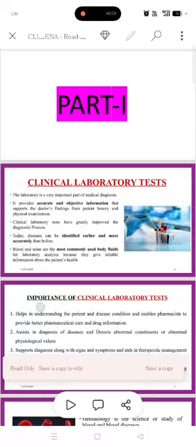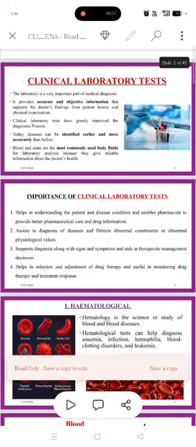Importance of clinical laboratory tests: they help in understanding the patient and disease condition and enable pharmacists to provide better pharmaceutical care and drug information. They assist in diagnosis of disease and detect abnormal constants for abnormal physiological values, support diagnosis along with signs and symptoms, and aid in therapeutic management decisions. They help in selection and adjustment of drug therapy and are useful in monitoring drug therapy and treatment response.